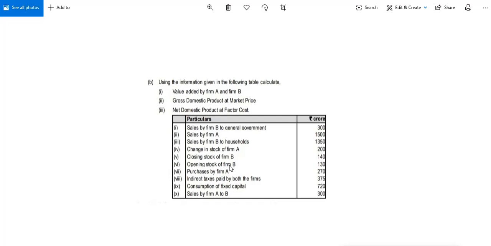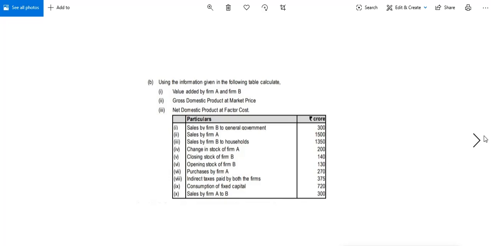Opening stock of the firm B. Purchases effected by firm A. Indirect taxes paid by both of them. And of course consumption of fixed capital and sales made by firm A to B. That is from A to B, how much sales is effected. All these details are given.